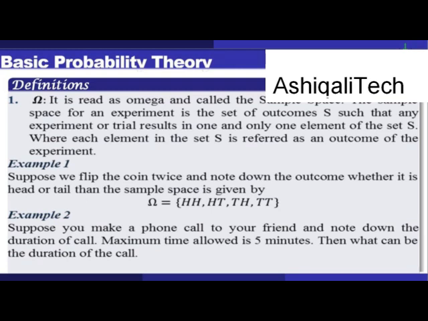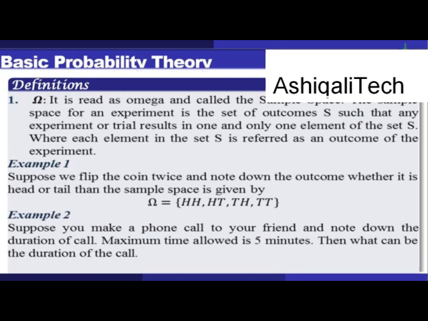It is read as omega and it is called the sample space. The sample space for an experiment is the set of outcomes S such that any experiment or trial results in one and only one element of the set S, where each element in the set S is referred to as an outcome of the experiment. Dear students, consider the following example.